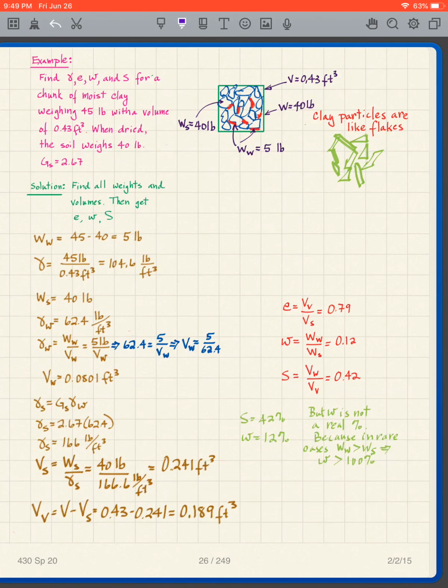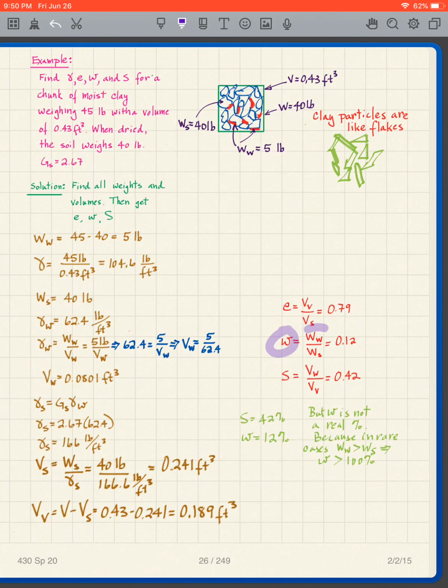And now I can solve for, I know I have weights and volumes, so I go to my basic definitions. Void ratio e is volume of the voids over volume of the solids. Well, I know what those are. I know the volume of the voids. I know the volume of the solids. So I get 0.79.